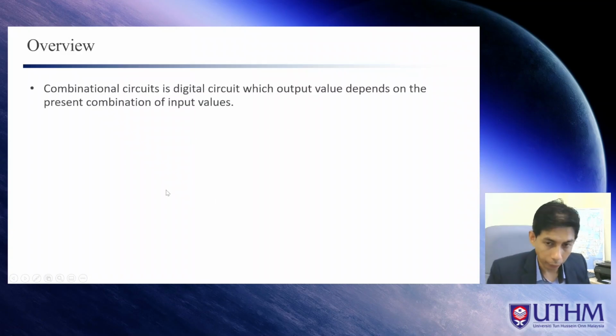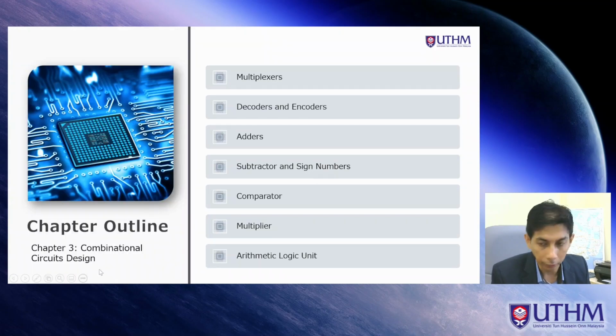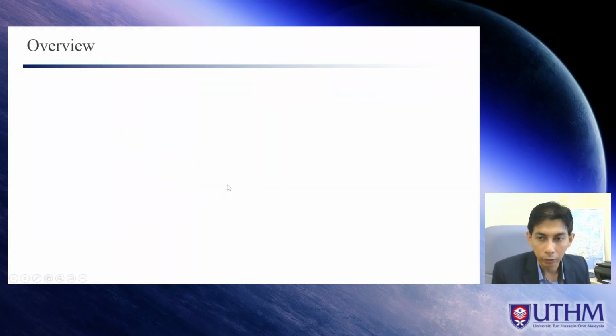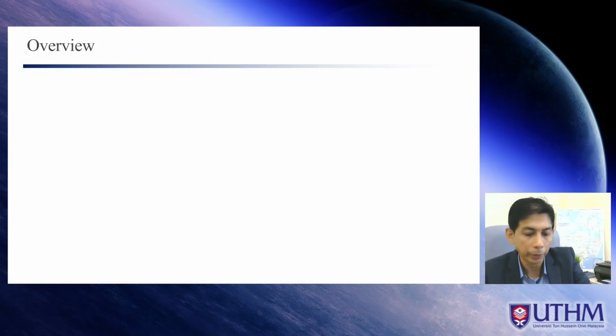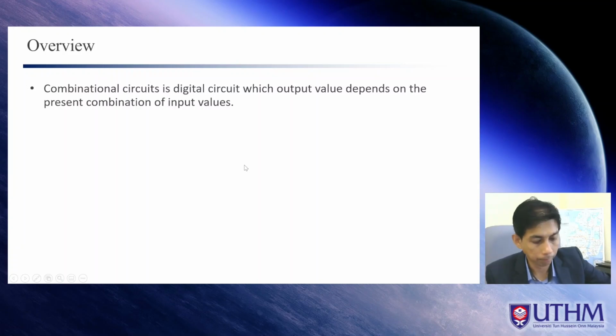So before we go into details, because this chapter is about combinational circuits, and all of these circuits are actually combinational circuits, we need to understand what a combinational circuit is at first. So basically, the combinational circuit is a digital circuit in which the output value depends on the present combination of input values. Right, so that is the definition.